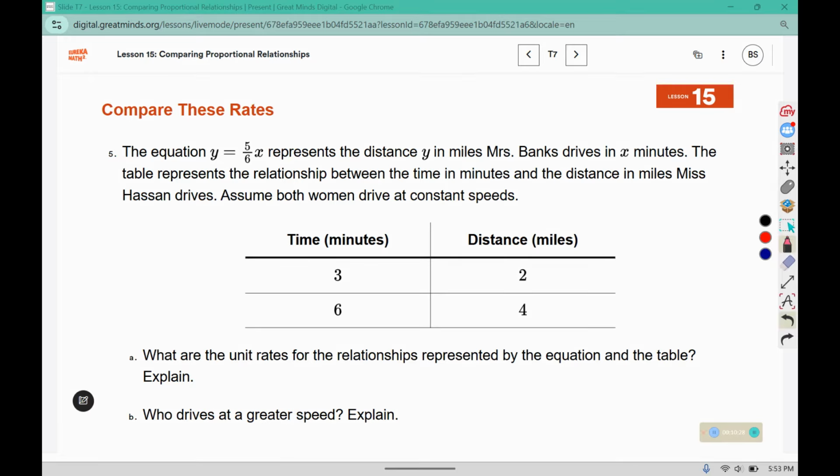And explain. So in the form y equals kx, again k is the unit rate. So for the equation, 5/6, which is Mrs. Banks, and that is miles per minute, 5/6 of a mile per minute for Mrs. Banks.